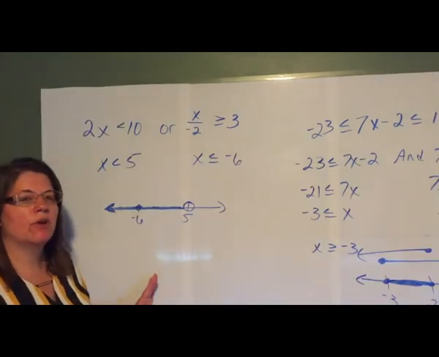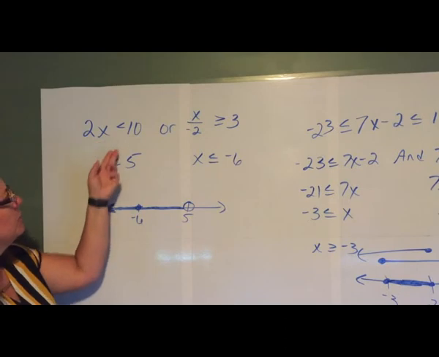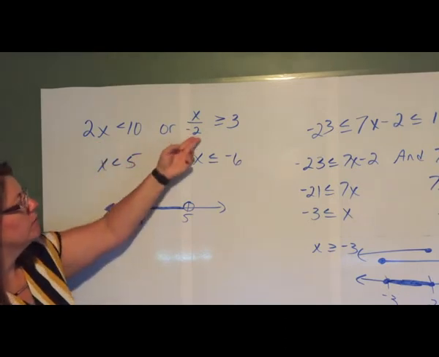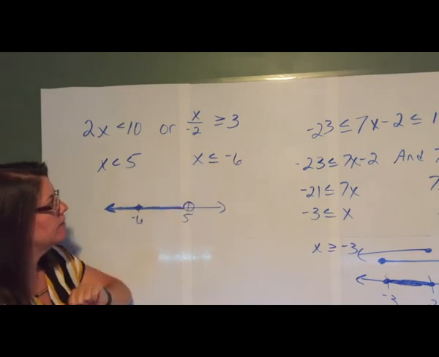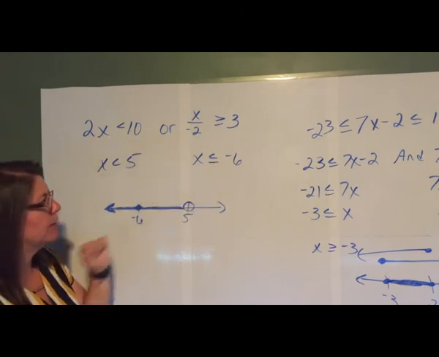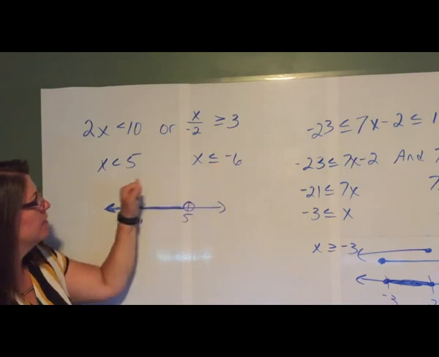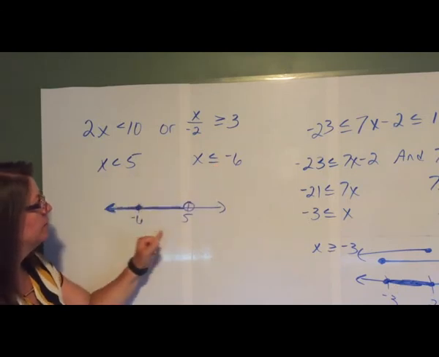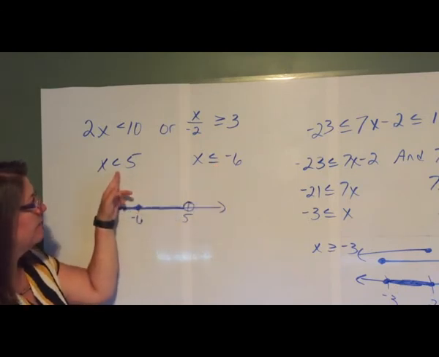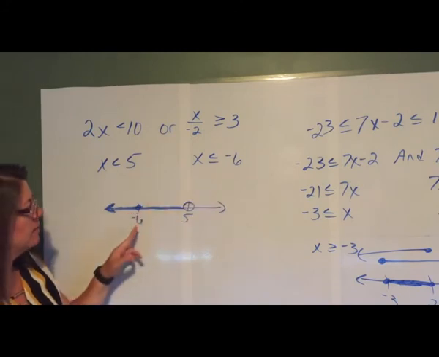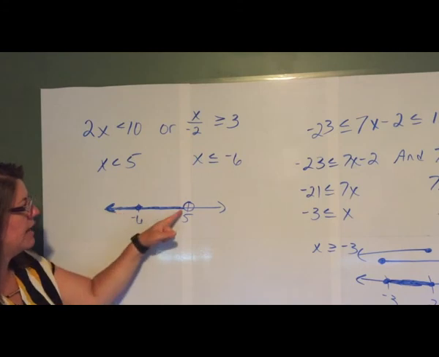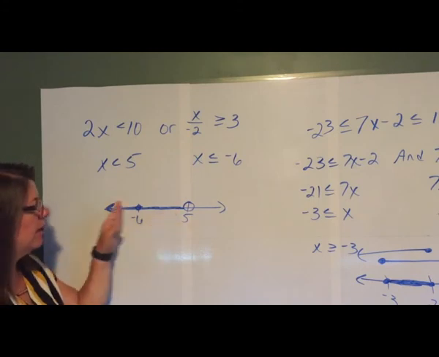For this one, I solved them separately. I divided by 2, got x is less than 5, multiplied by -2, so I flipped the inequality around, got -6. It's an OR, so I graphed directly on the number line. -6 is to the left of 5 on my number line. At 5, it's an open circle shaded left. At -6, it's a closed circle shaded left, but that had already closed it in, so my graph looks like that.